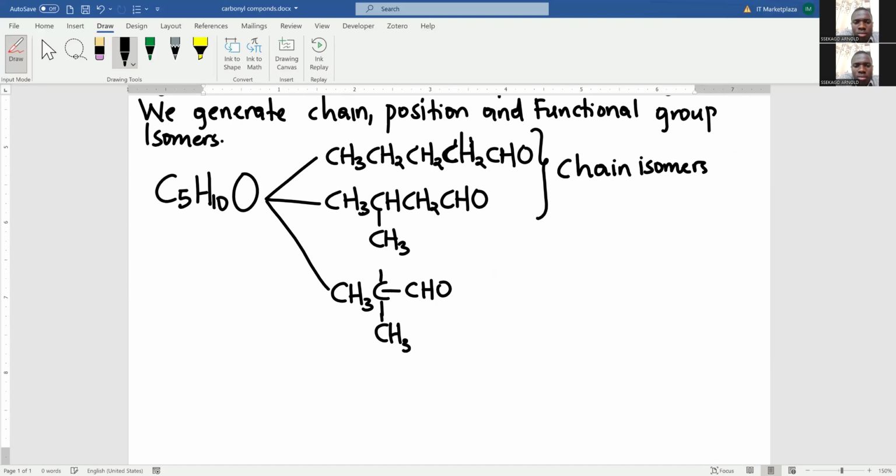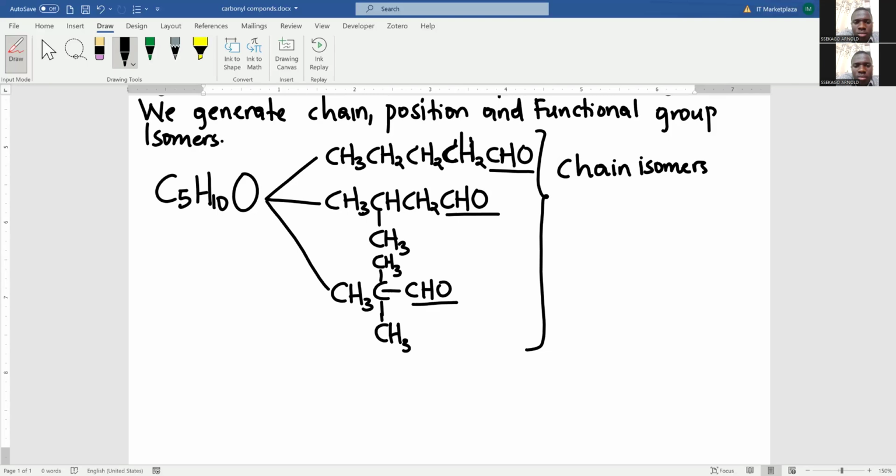And a branch up, like that. Then extend here. Extend this bracket. So those are chain isomers. Then for position, now you can easily see that these are aldehydes. I have only considered CHO, CHO, CHO.